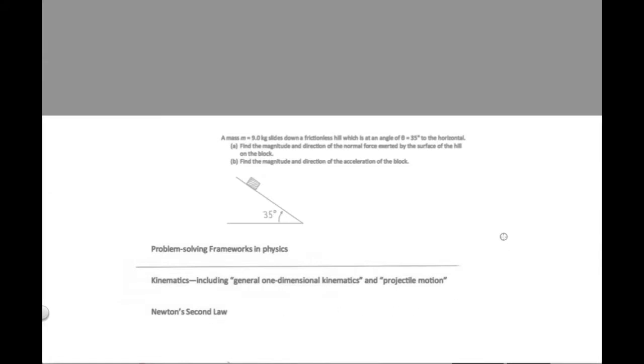So in the rest of this solution, we will try to illustrate that we can solve this inclined plane problem simply by adapting the Newton's second law framework that we've already been introduced to. We should not think of inclined plane problems as requiring a separate problem-solving framework. They're just an application of Newton's second law.